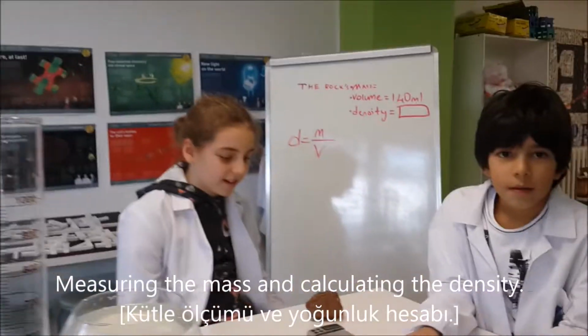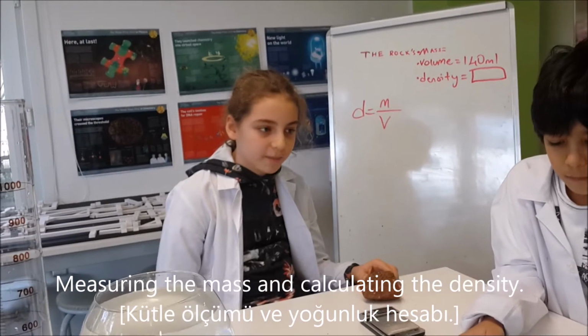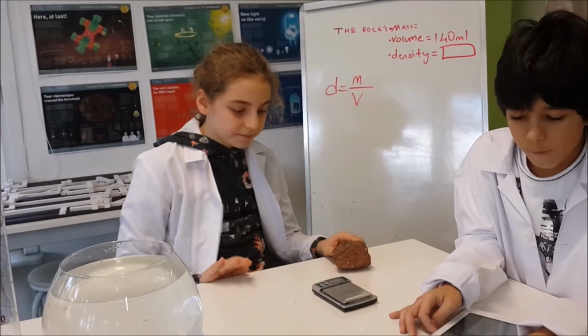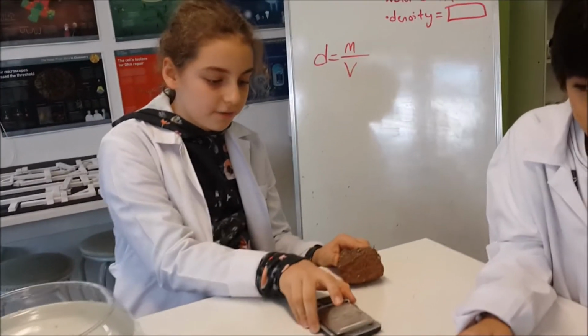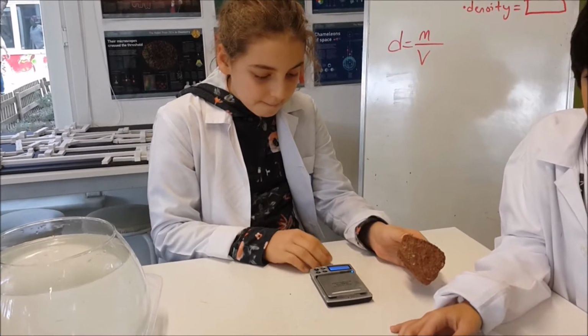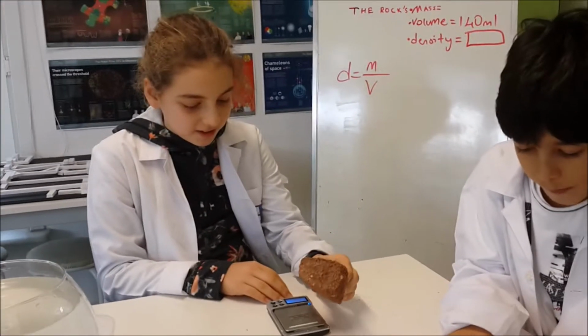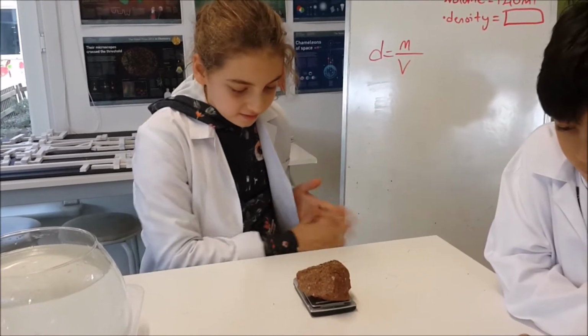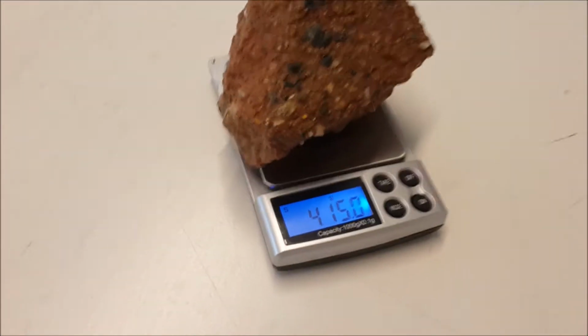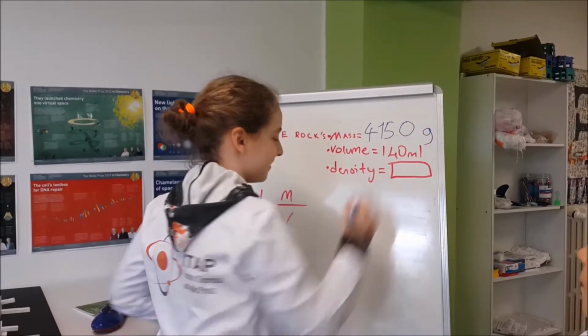My name is Delphine, and now we will measure the stone's mass with the laboratory's scale. We put it on a flat table and we turn it on. Now she's waiting for it to calibrate. 415.0. Okay.